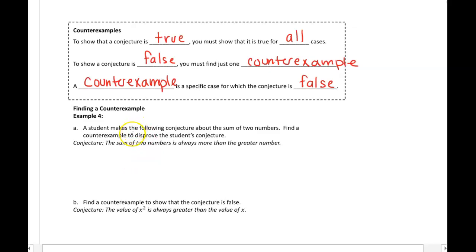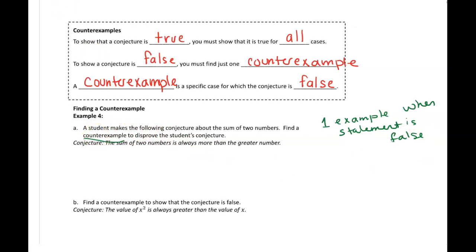All right, so if I look at A, it says a student makes the following conjecture about the sum of two numbers. Find a counterexample to disprove the student's conjecture. Now, when I ask you to find a counterexample, don't tell me the statement is false, okay? Because I know it is false, which is why we can find a counterexample. So what I'm looking for is one example of when the statement is false. Just one example. Okay, so here's the statement here.